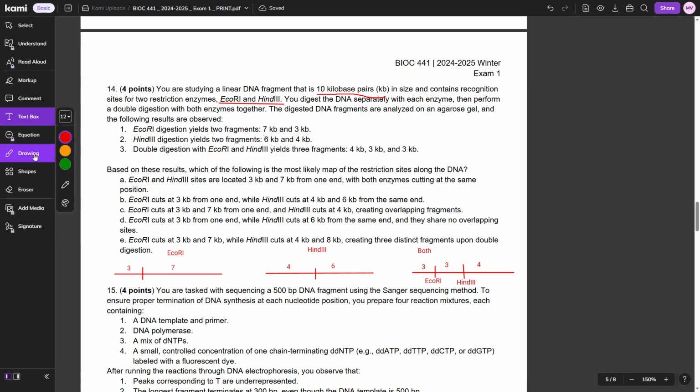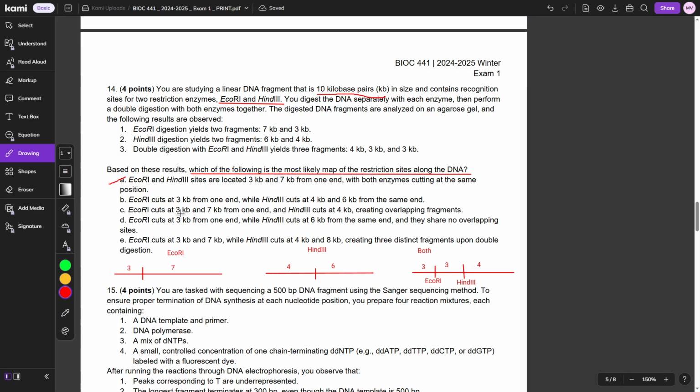So I'm expecting this to be what I'm looking for in the answer, because the question is asking which of the following maps the restriction sites along the DNA. I don't expect them to cut at the same position. So A, for example, says with both enzymes cutting at the same position. I don't think that's the best answer because they don't cut the same position, right? EcoRI cuts here, HindIII cuts here. So I don't like that answer.